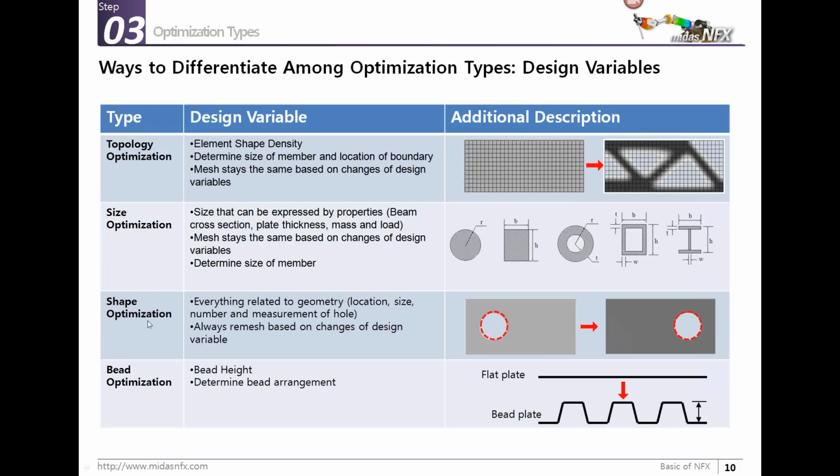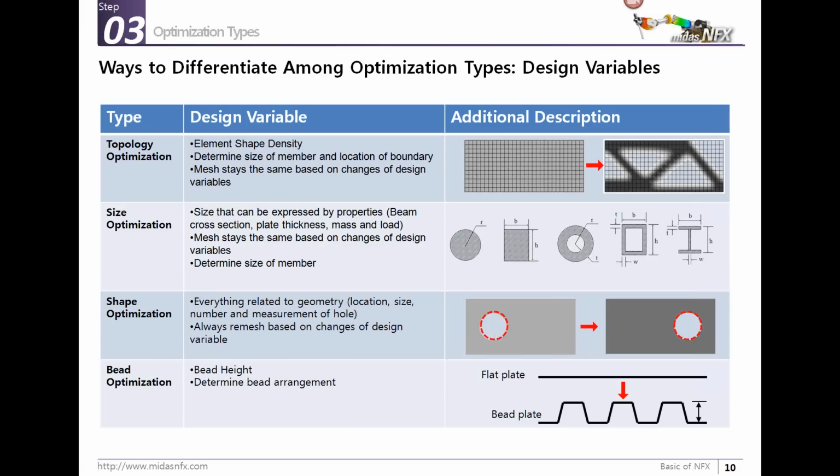Now you also have shape optimization. Shape optimization is based on geometry, so the location of some hole, for example, the size of the hole, all that can change. The model will be remeshed in this case. And finally, you have the bead optimization, which is a bit different. It's optimizing the thickness of a plate, for example, using what's called beads, by determining the bead arrangement.